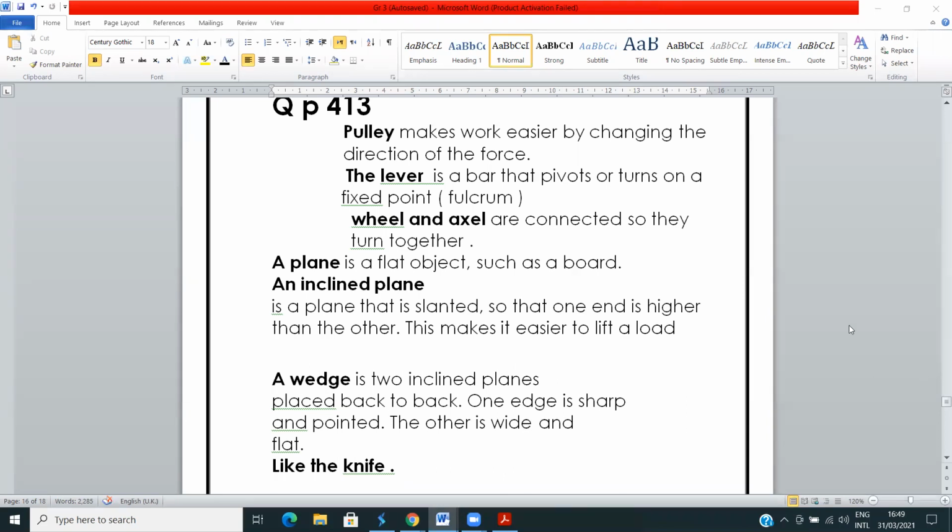What is the inclined plane, Abdurrahman? An inclined plane is a plane that is slanted so that one end is higher than the other. This makes it easier to lift a load. Thanks, Abdurrahman.